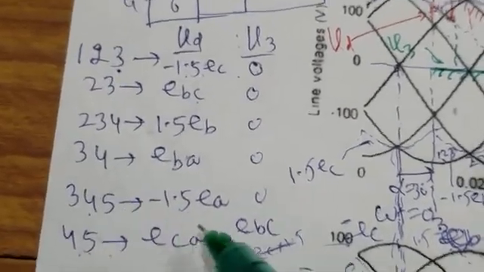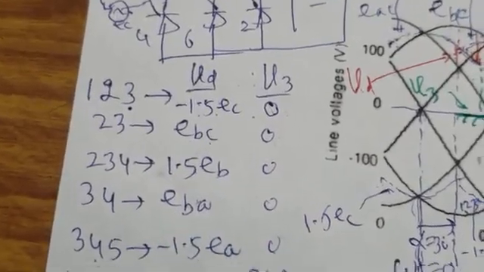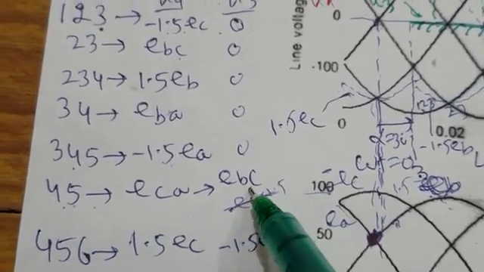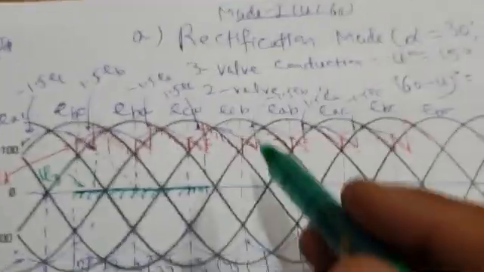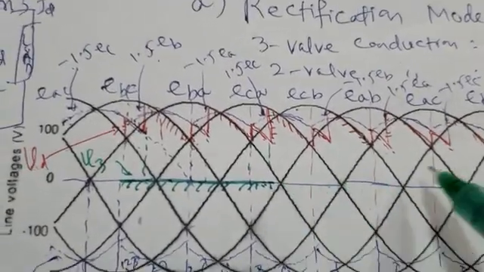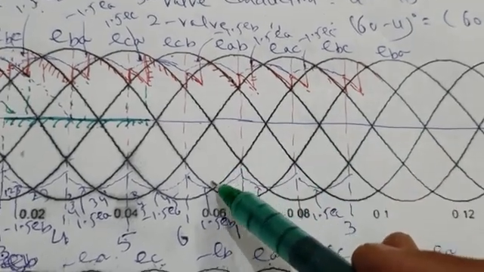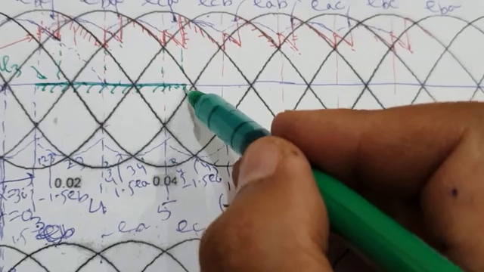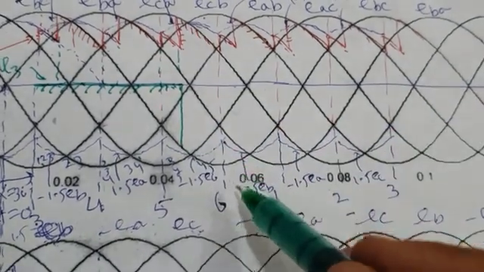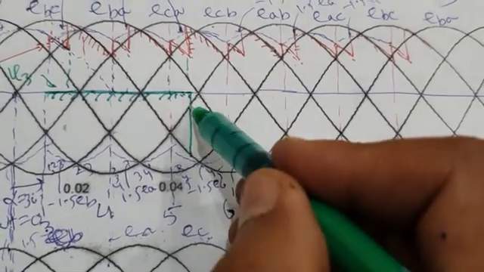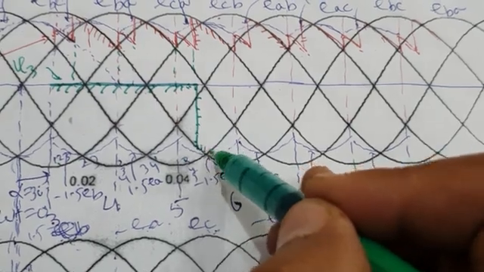Now let us come to 3 4 5 up to here. Valve voltage is 0. After that, 4-5 pair is conducting. What is the valve voltage? Valve voltage is EBC for 45 degrees. Where is EBC? You have to search for this EBC. This is your EBC. So it will follow EBC till the next valve is fired. The next valve, your 6, is fired here. So it will follow EBC.